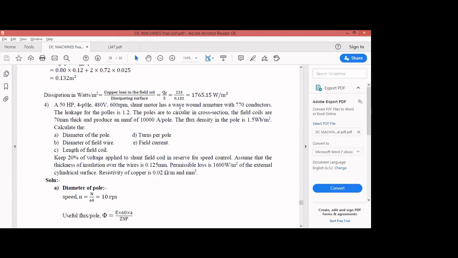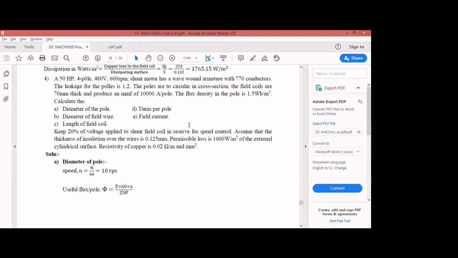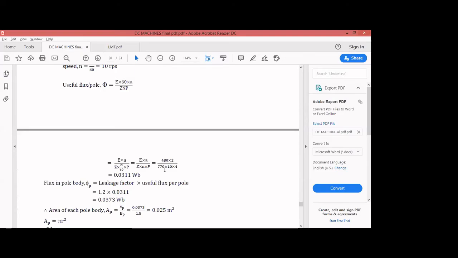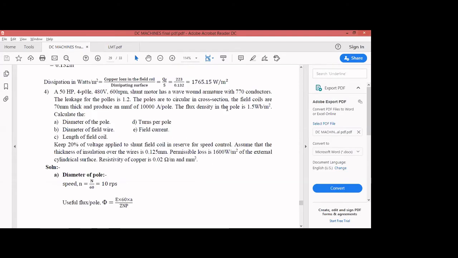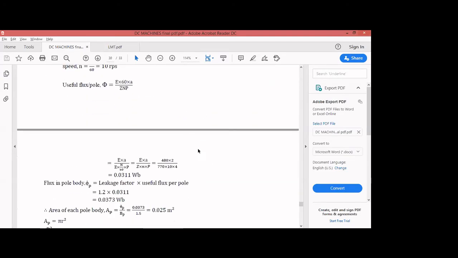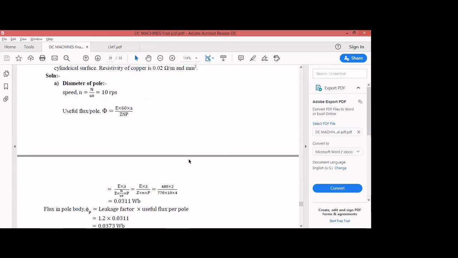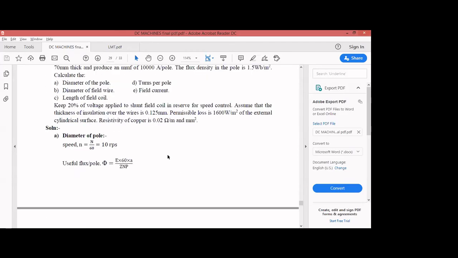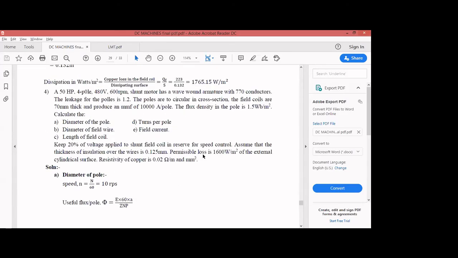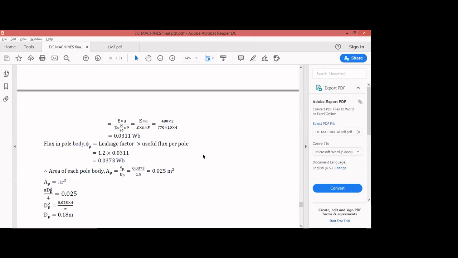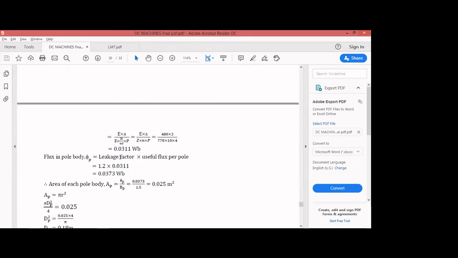So it is wave winding. You can see here the motor has wave winding. In wave winding, the number of parallel paths is equal to 2. Z is 770 conductors, as given, into n, which is 10 RPS as we calculated, into 4, the number of poles. If you substitute here, you get the useful flux Φ as 0.0311 Weber.